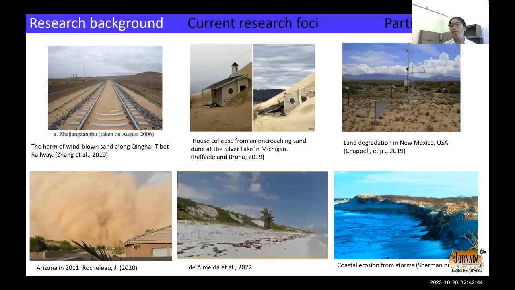Aeolian process is a main driving force for Earth's landscape change, especially for those arid, semi-arid, and coastal environments. For example, the burial of railways by drifting sand, houses being climbed by dune migration, land degradation issues, or sometimes human health issues from dust devils. And also the blowing sand contributes to the formation of coastal dunes, which support important ecosystems and protect onshore development from coastal erosion or storm surge.